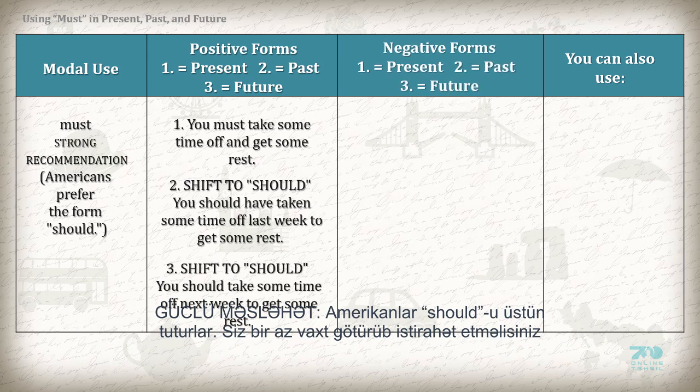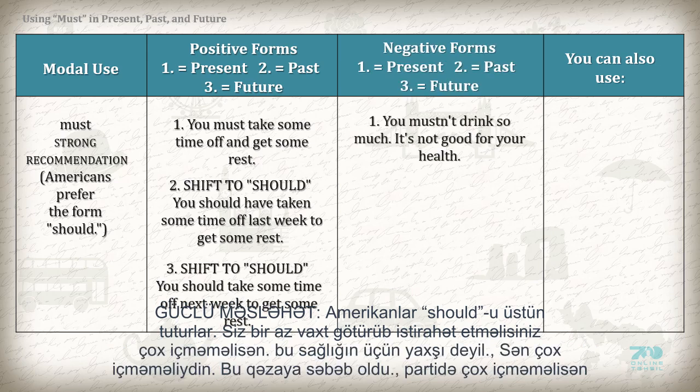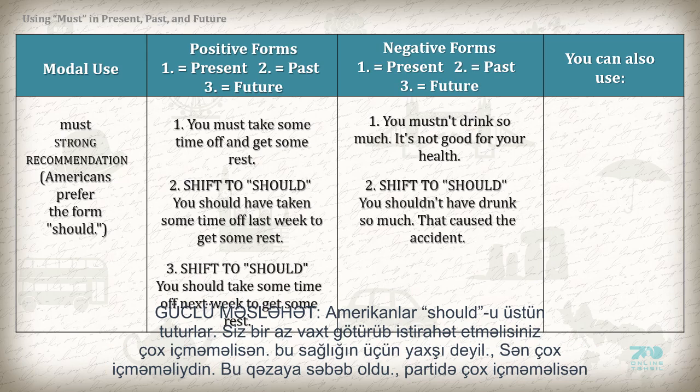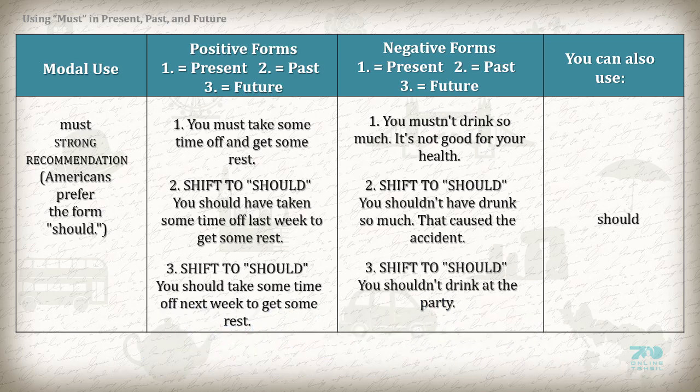Negative forms. 1. You mustn't drink so much. It's not good for your health. 2. Shift to should. You shouldn't have drunk so much. That caused the accident. 3. Shift to should. You shouldn't drink at the party.